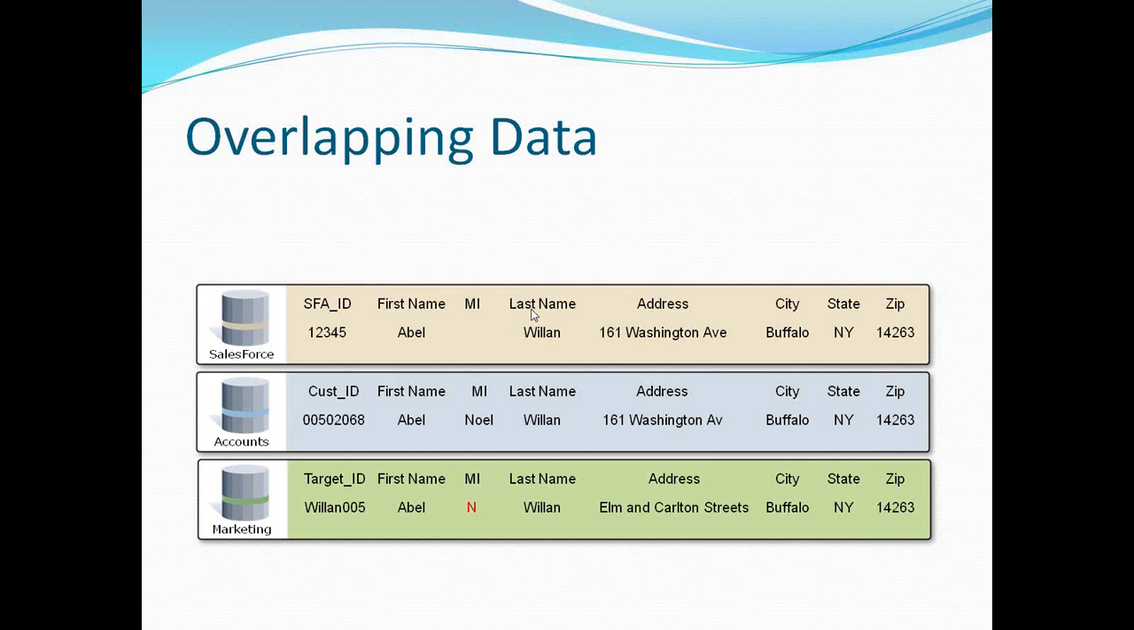Differences are there based on the first middle name column. If you see the middle name, for marketing it is N, for accounts it is null, and for Salesforce it is null value. Similarly, if you check the address, for marketing it's a completely different address, and for accounts and Salesforce there is a small difference. E is there in Salesforce and E is not there in accounts. So there is a small difference present here.